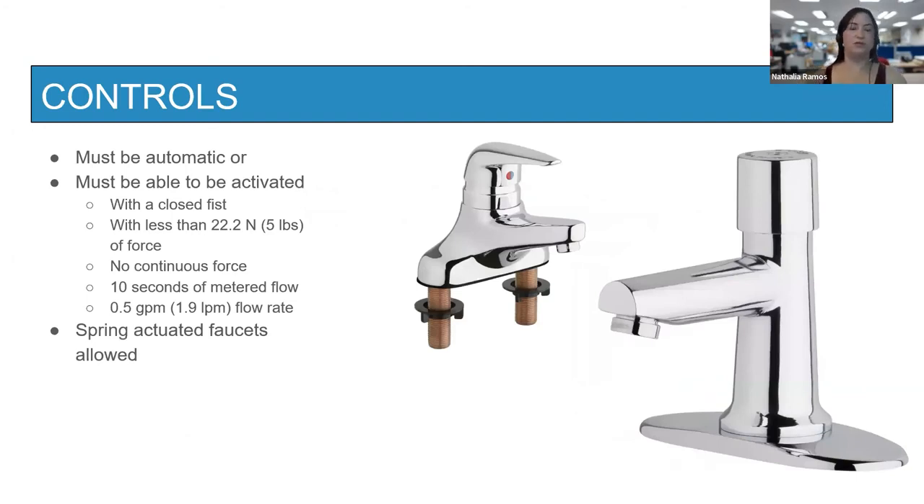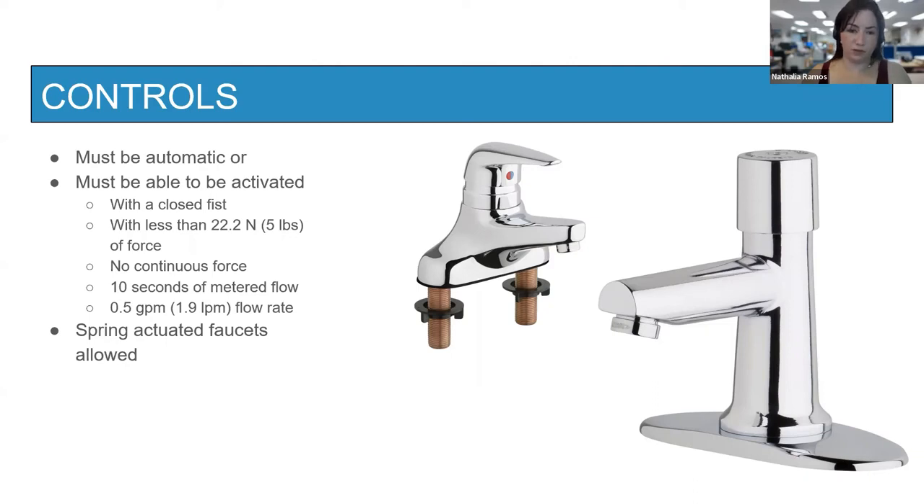Lavatory controls. The requirements: it must be automatic, or it must be able to activate it with a closed fist, always with a closed fist, using not less than 5 pounds of force. No continuous force to activate the manual control, the lever, sorry. 10 seconds of metered flow at least, and the usual 0.5 GPM flow rate.